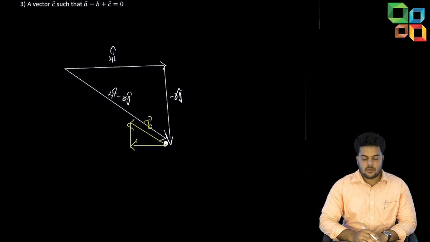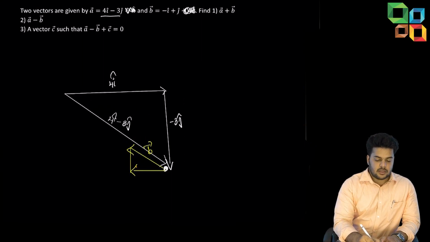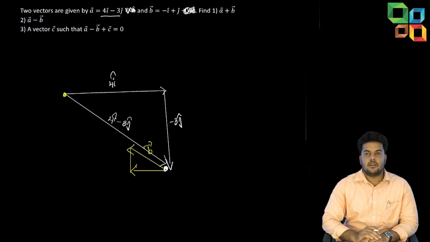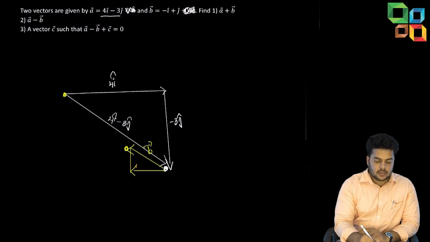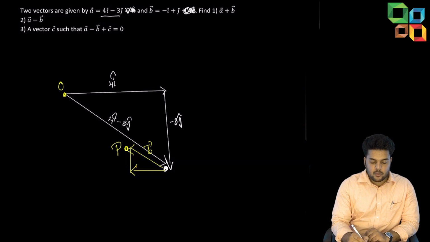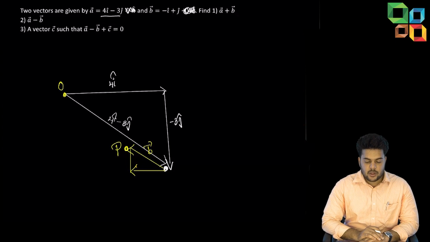What is A plus B now? Now count the number of steps that you have walked from here. This is where you started, isn't it? Where have you ended up? You have ended up over here. See, this is your starting position. You have ended up over there. That is A plus B. Correct? So that's where you have ended up.